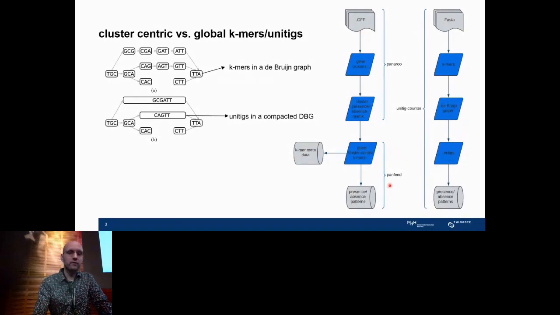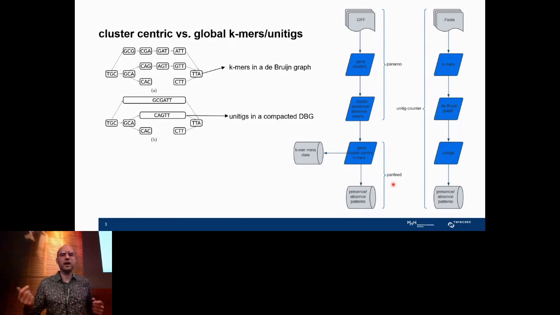And then PanFeed comes into play. This is our command line tool. It takes each gene cluster, and for each gene cluster, it cuts the genes that are present in that cluster into k-mers. And so the k-mers we produce are specific to each cluster.